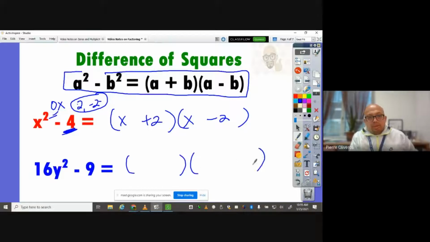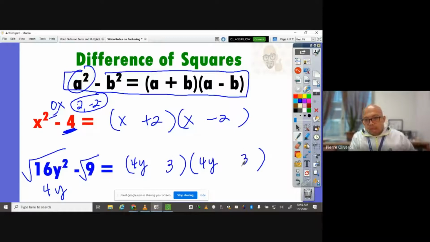16y squared minus 9. So the a squared here is 16y squared. So I'm going to take the square root of that one, and I'm going to take the square root of this. The square root of 16 is 4. The square root of y squared is y. So I'm going to write here 4y and 4y here. What's the square root of 9? The square root of 9 is 3, and this is 3. Plus or minus. And that's the factor. Easy, right?